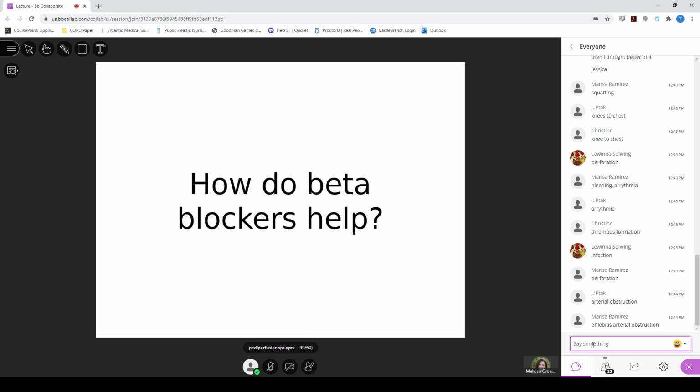How do beta blockers help these patients? Slows the heart rate and improves contractility. And improving contractility does decrease the workload of the heart because it's more efficient.